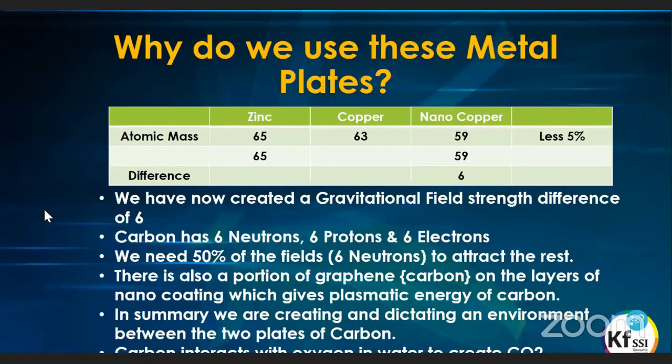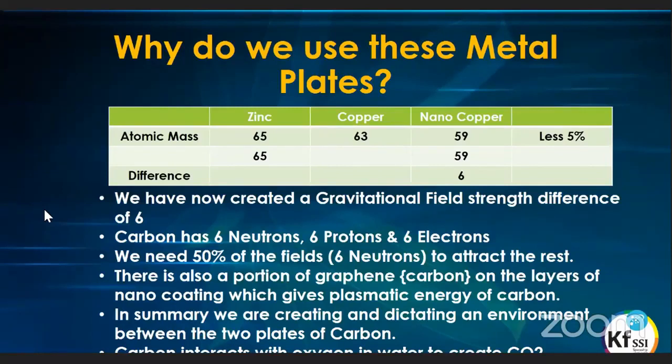Okay, so now we just have to look at understanding why we're using these particular metal plates. When we look at the atomic mass of zinc, it's around 65, and the atomic mass of copper is around 63, as you can see on the periodic table. But when we nano layer the copper plate, we reduce that by less than 5%, so we reduce it to around 59.